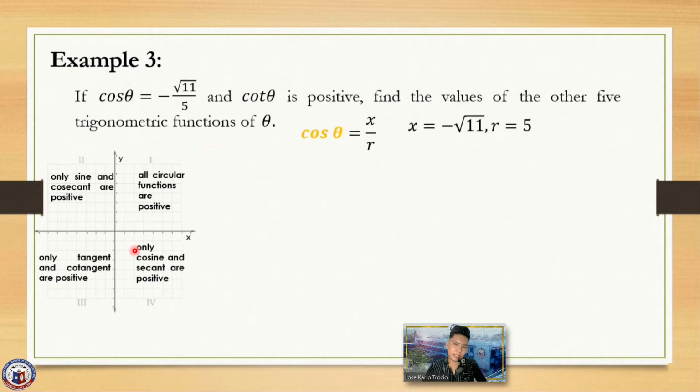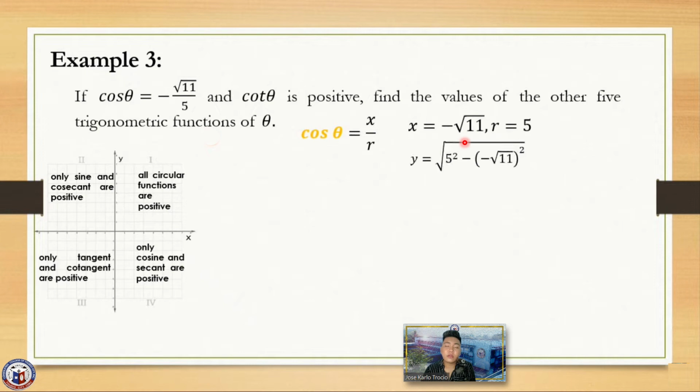You have cosine theta is equal to x over r, right? Given this function negative square root of 11 over 5. Okay, x is negative square root of 11 and r is equal to 5. We need to find the value of y. So in finding the y, use the Pythagorean theorem again.